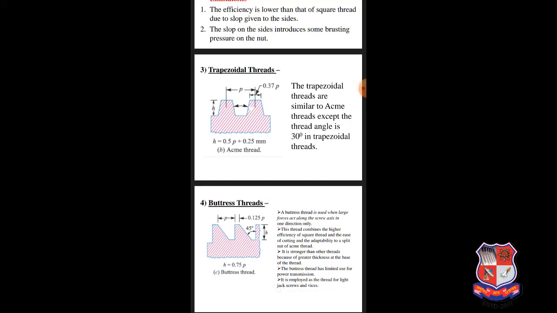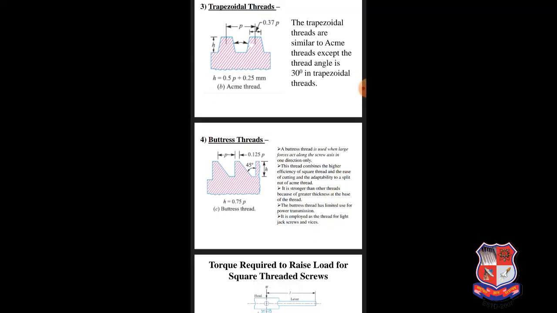Next is the buttress thread. A buttress thread is used when a large force acts along the screw axis in one direction only. This thread combines the higher efficiency of square thread and the ease of cutting. It is stronger than other threads because of greater thickness. The buttress thread has limited use for power transmission.